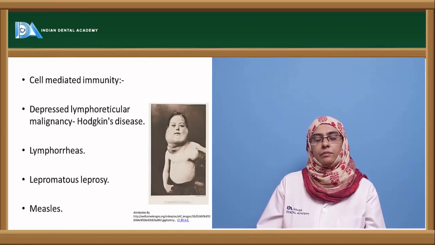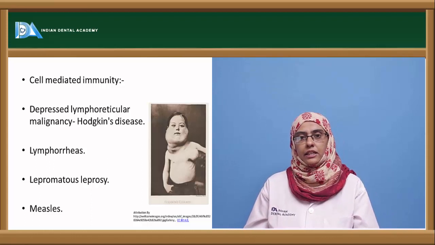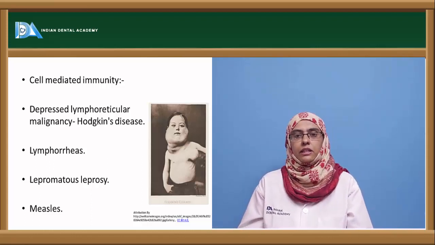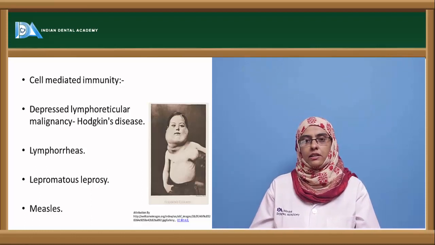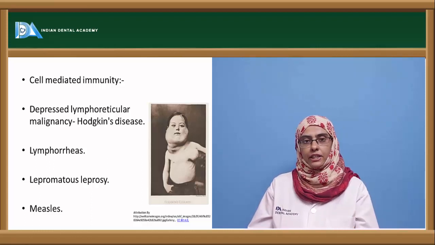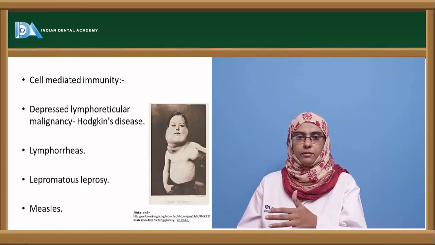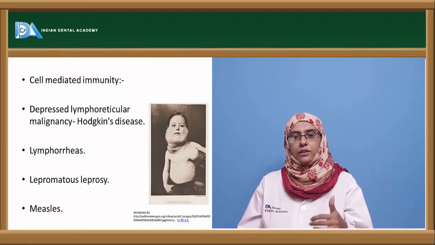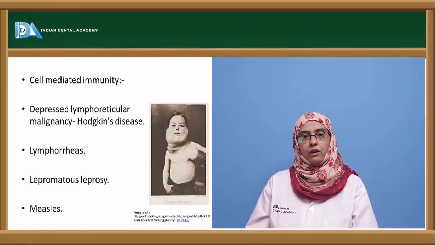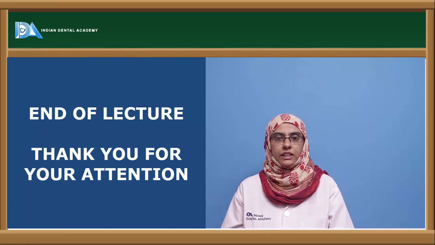Next, coming to secondary diseases associated with cell mediated immunity. Here there are depressed responses or lymphoreticular malignancies, which can be seen in Hodgkin's disease or Hodgkin's lymphoma, lymphomas and lepromatous leprosy. In the case of lepromatous leprosy, infiltration of these cells blocks the gland from carrying out its normal function, leading to leprosy, and sometimes it can also lead to measles. So this is about the immunodeficiency diseases.